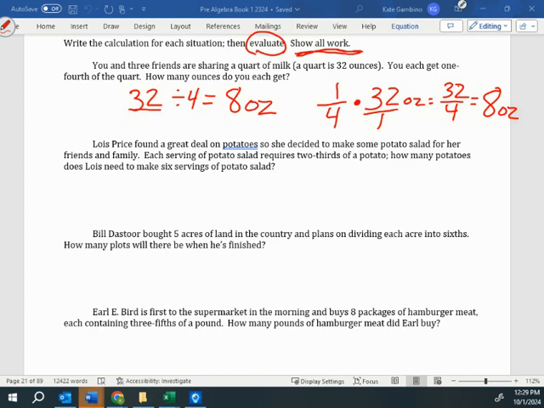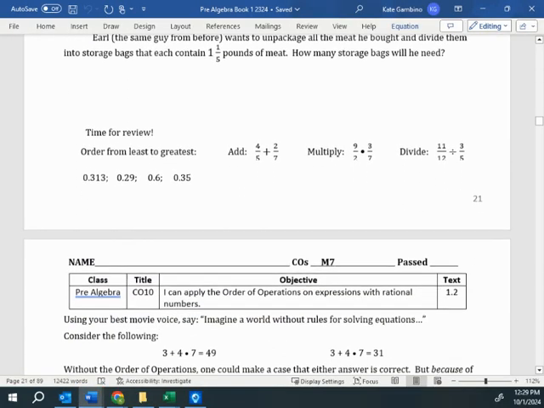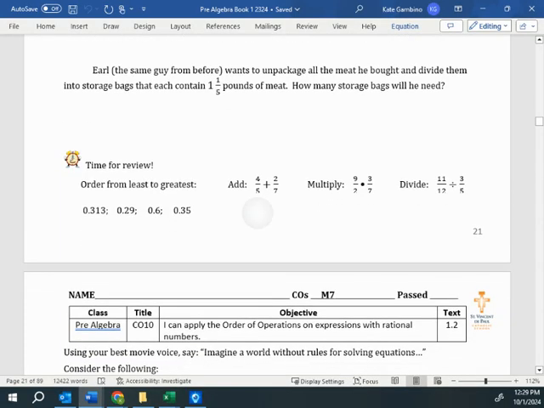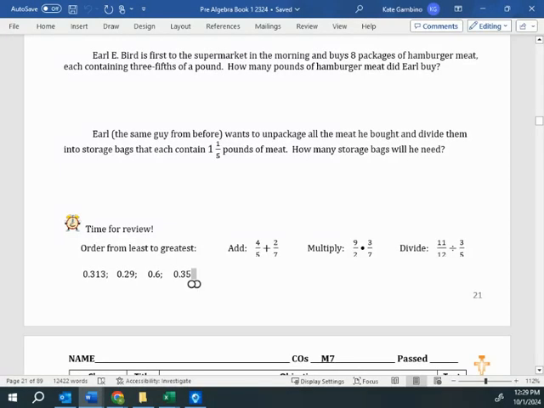Show your work. Eleanor. For the first one of the review, it's asking us to order from least to greatest. That's kind of hard to show our work. So when we see this directions, write the calculation for each situation, then evaluate, show all work. Is that connected with these directions? No. So you're taking the directions from the word problems and you're applying it to the review. It's a different section. So you're showing your work for the word problems, okay?